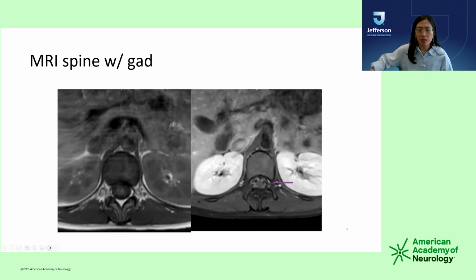This is just a representative slide, but she had enhancement of her C4 nerve roots all the way down to her sacral nerve roots. You can see on the right side the kidneys lighting up, so there's contrast there. It's a little hard to see, but these little things right here are her nerve roots enhancing. And it was all the way up and down her spine. The radiologist put, consistent with CIDP.